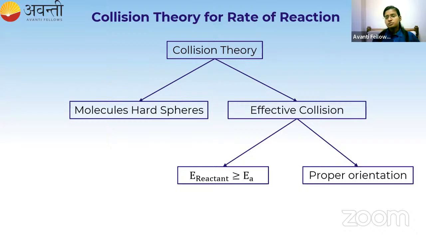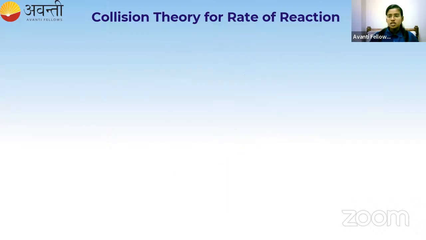Okay, no problem. So for effective collision to happen, what are the things required? Energy of the reactant should be greater than or equal to activation energy and the molecule should be oriented in a proper manner. Okay. So with this, we will take a reaction as an example. The reaction is NO plus O3 giving NO2 plus O2.